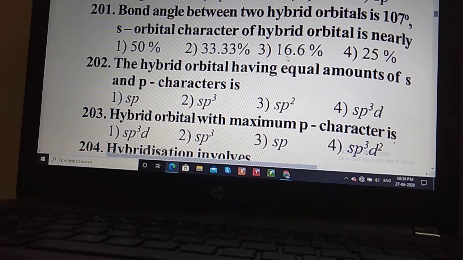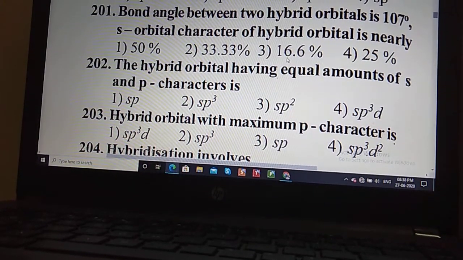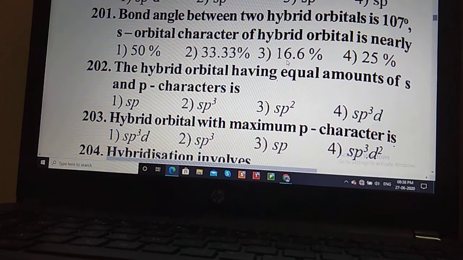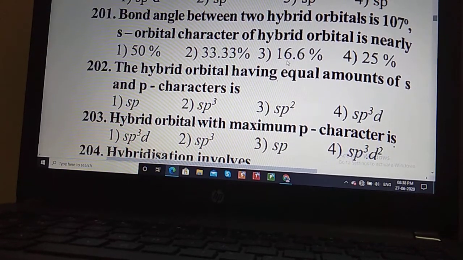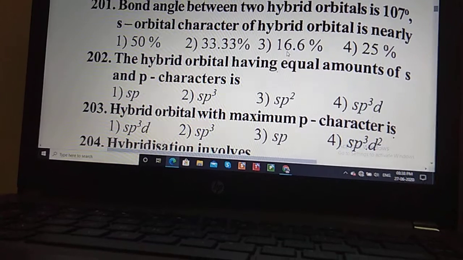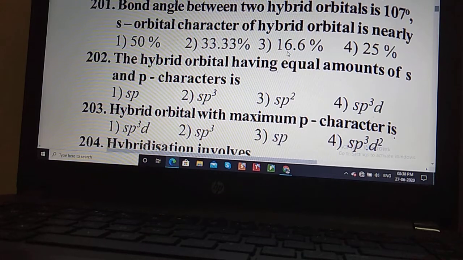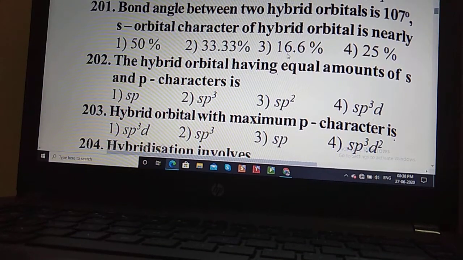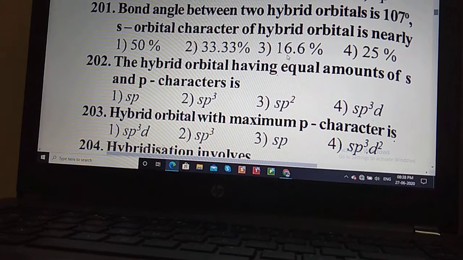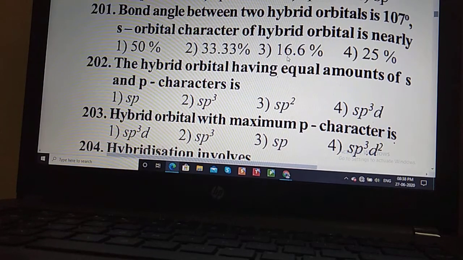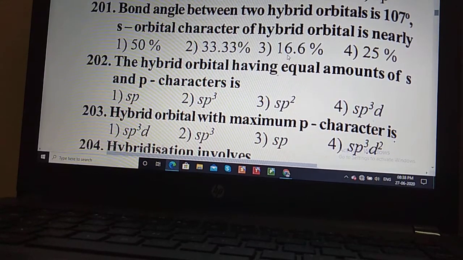Now let us read out question number 202. The hybrid orbital having an equal amount of s and p character. If they are saying percentage s is equal to percentage p, in what case is it possible? The options they have given: first option sp, second option sp3, then sp2, and then sp3d. Now let us check on the board.